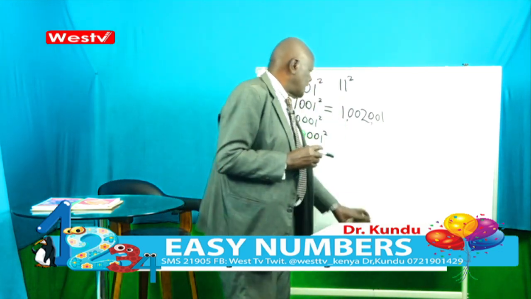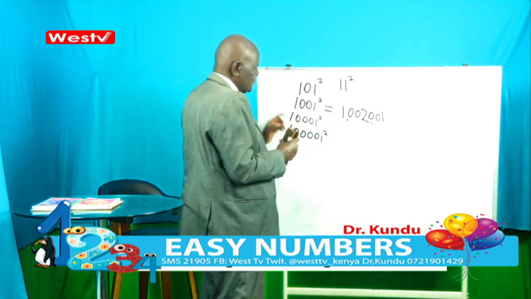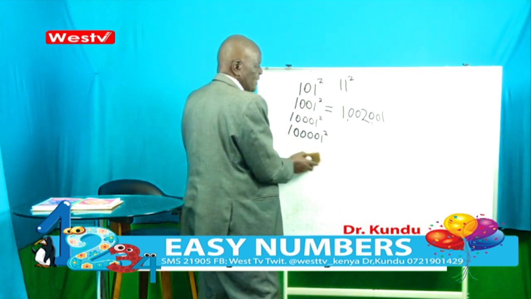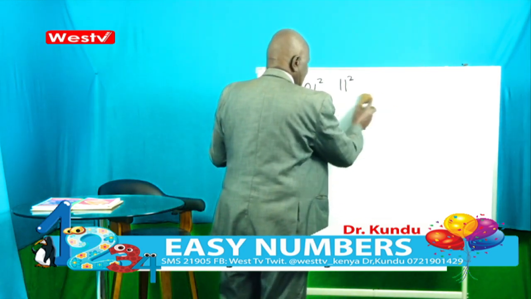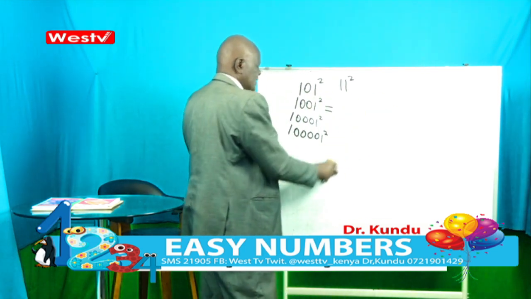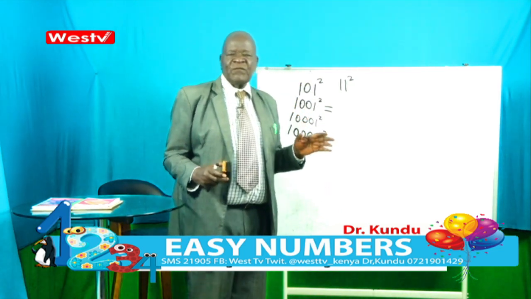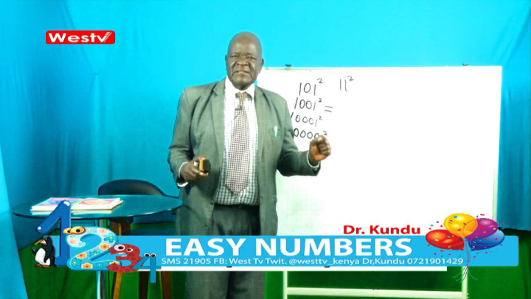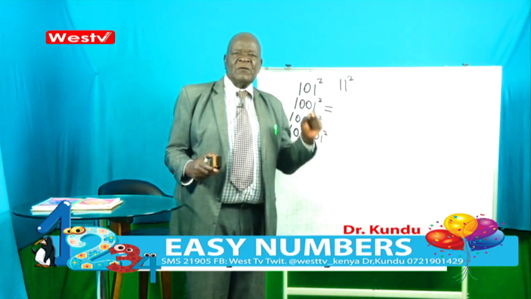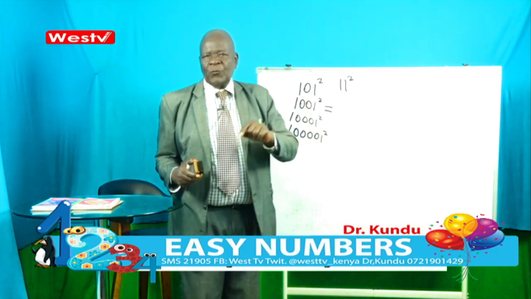So let's move a little further. We are now going to square 10,001. 10,001, the answer is mental. The answer begins by 1, followed by 3 zeros, then a 2, followed by 3 zeros, then a 1.